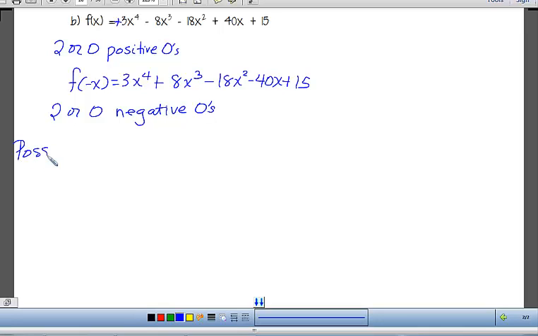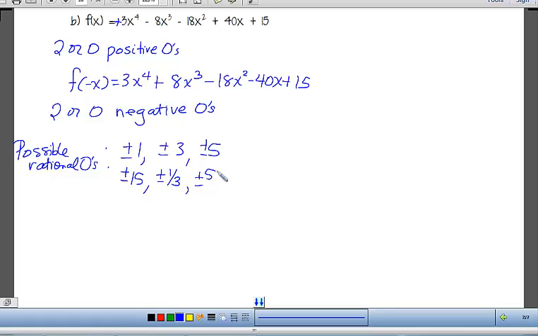Okay, next thing we would do is come up with our list of possible rational zeros. Okay, my list was plus minus 1, plus minus 3, plus minus 5, plus minus 15, plus minus 1/3, and plus minus 5/3. Okay, everybody had this list? Okay, good.